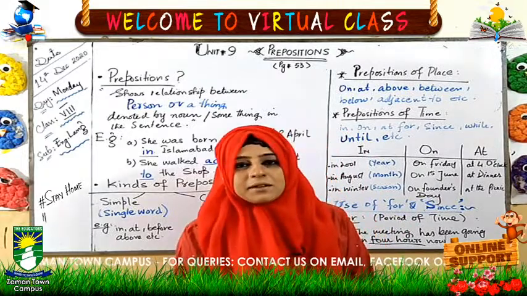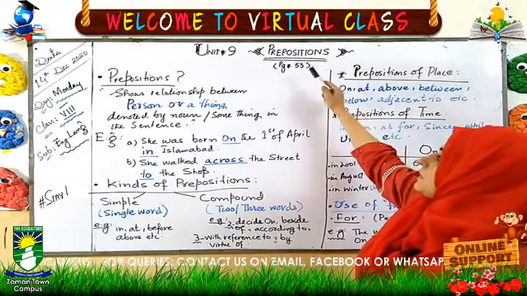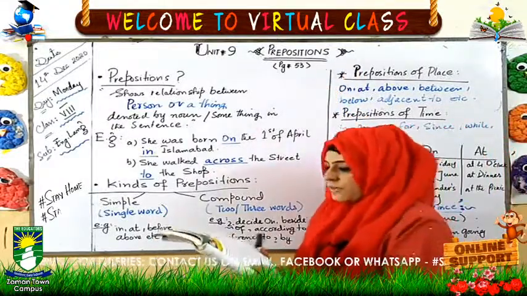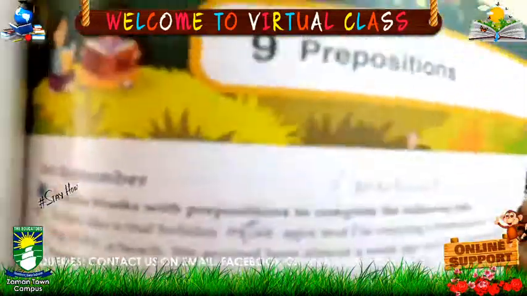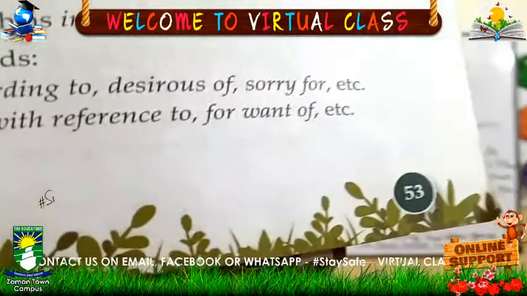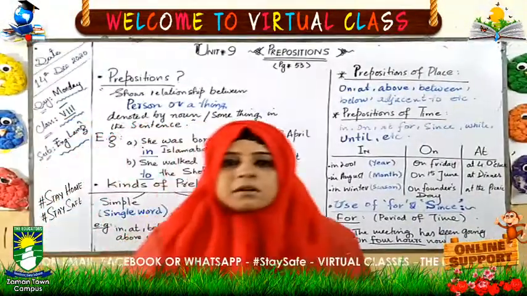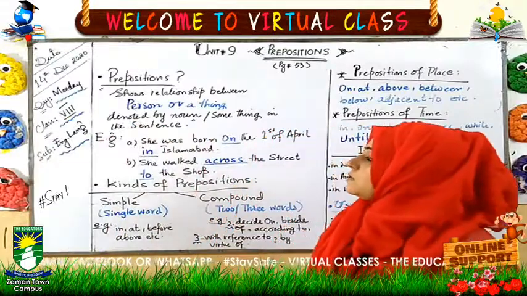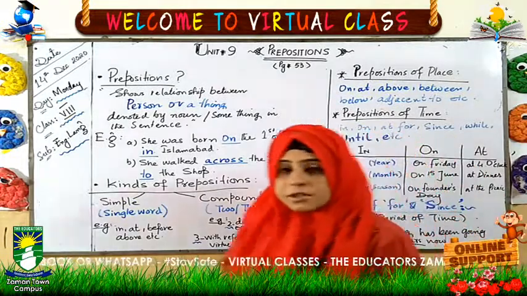Today we are going to start our new chapter. It's unit number 9, prepositions, which is given on book page number 53. See this, prepositions, and it's on page number 53. Right? Now, first of all, here we will understand what prepositions actually are.